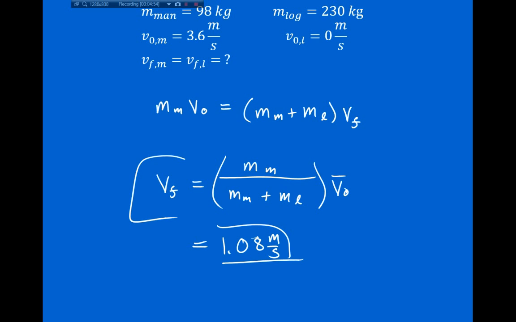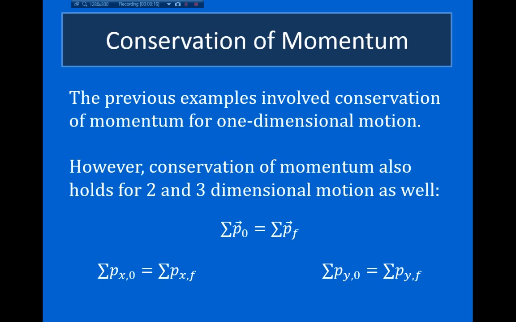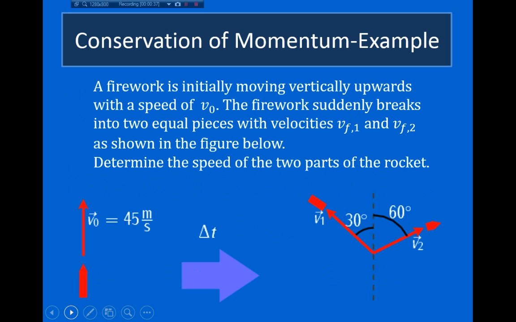Now, in all of the examples we've looked at up until now, we've only been looking at conservation of momentum in one dimension. But it's important to remember that momentum is a vector. So when we say that the sum of the initial momentums is equal to the sum of the final momentums, what this actually means is that we have conservation of momentum in the x direction and conservation of momentum in the y direction. So let's look at an example where we use this.